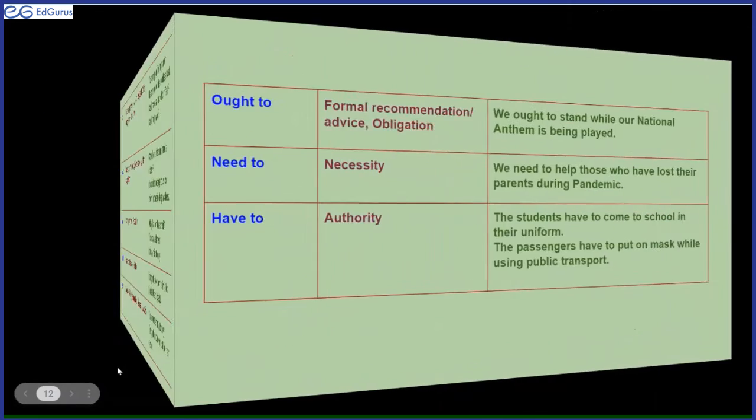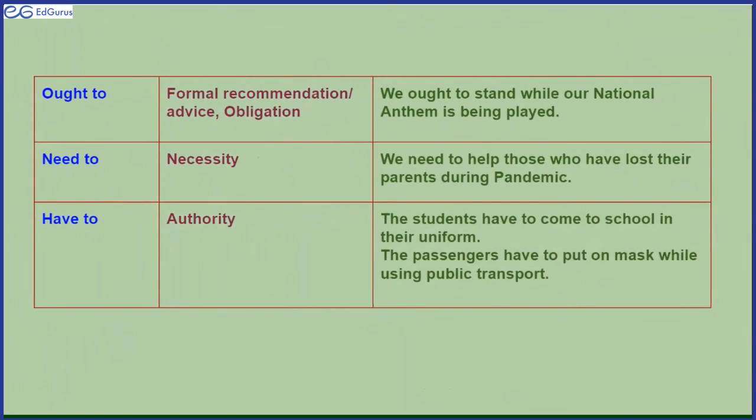Now the next. Ought to. Ought to is formal recommendation. Recommendation in the form of advice, you can say, and obligation. Obligation is when you should have a sense of responsibility, but somehow it is not compulsory. You cannot be forced for that. But good it is if you do so. Right? So here is an example. For example, we ought to stand while our national anthem is being played. So this gives a sense of responsibility.